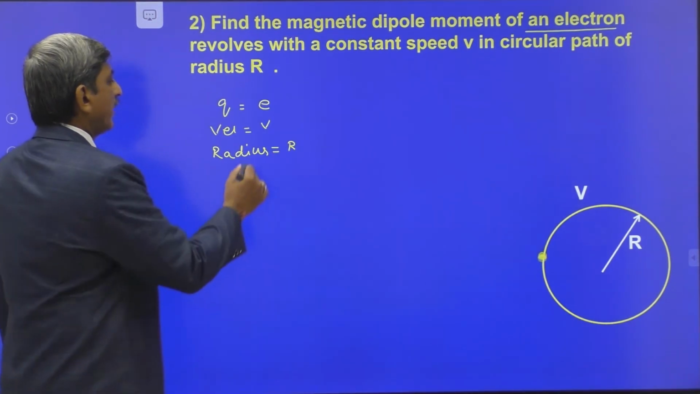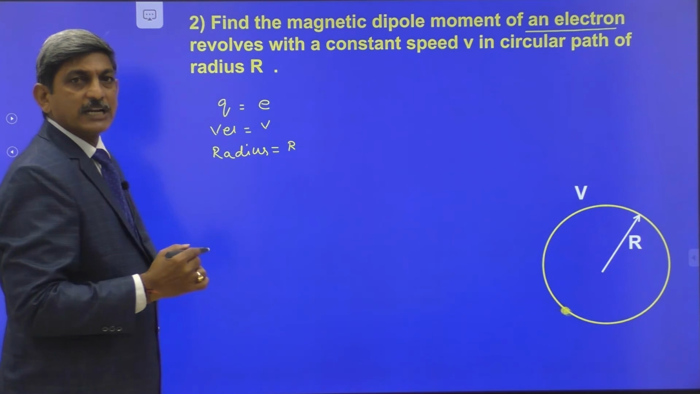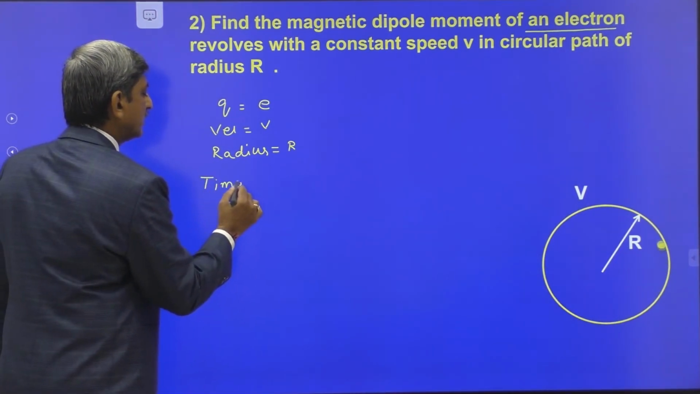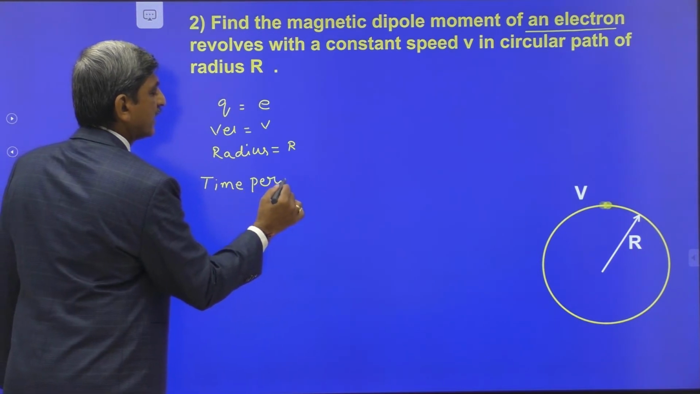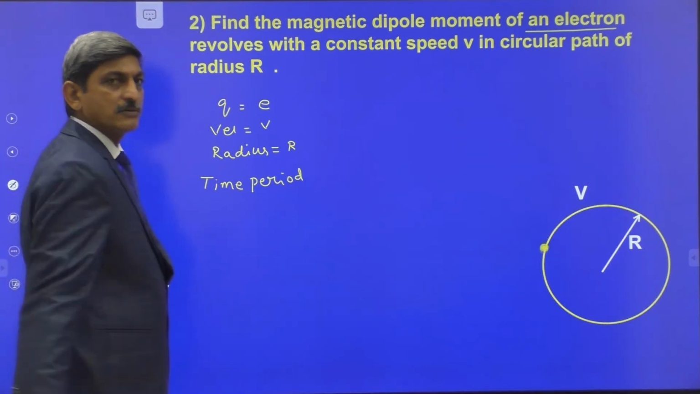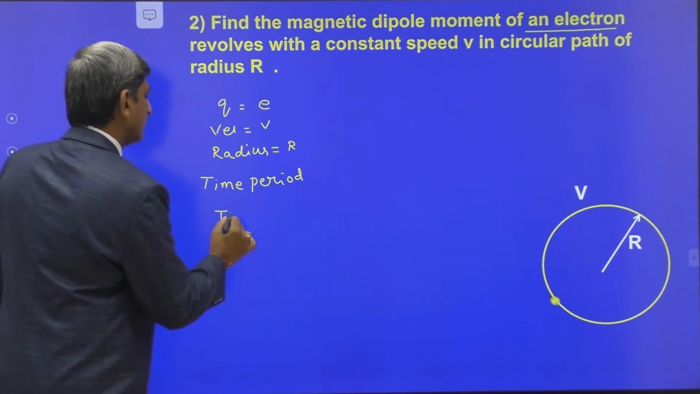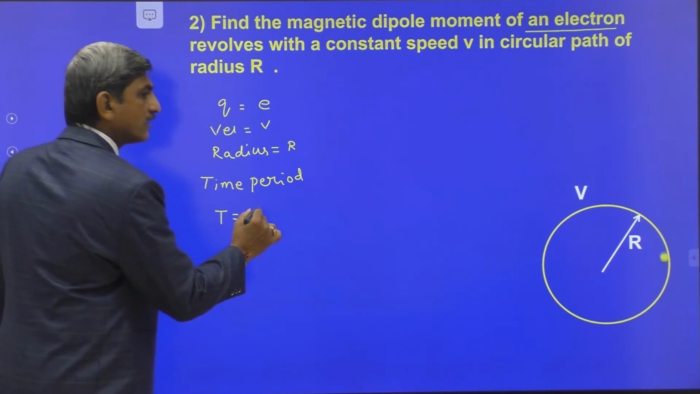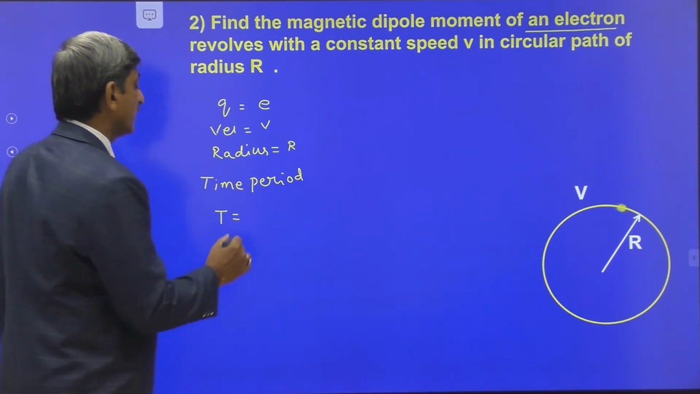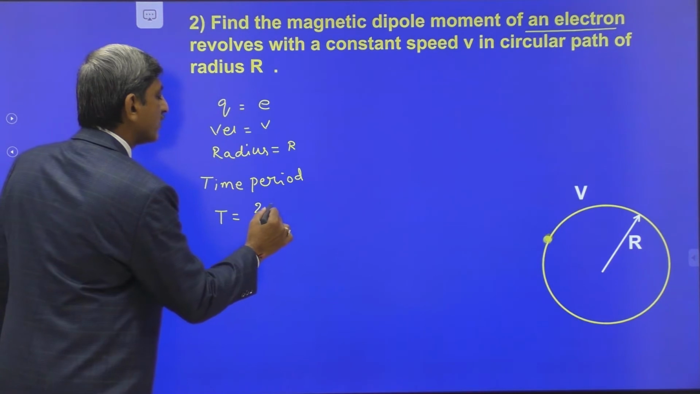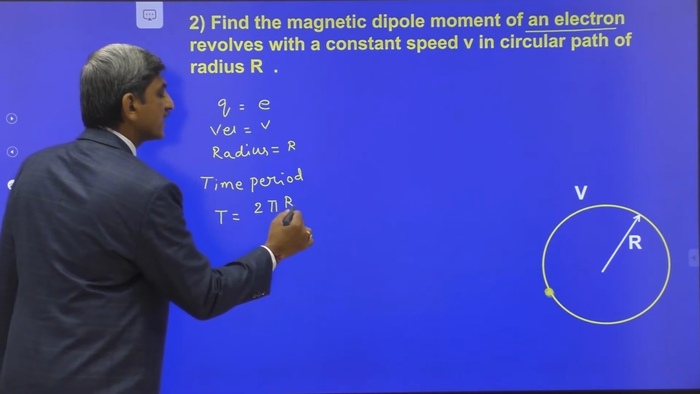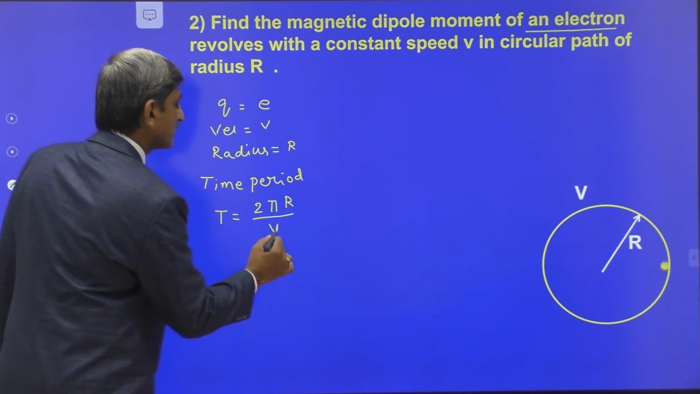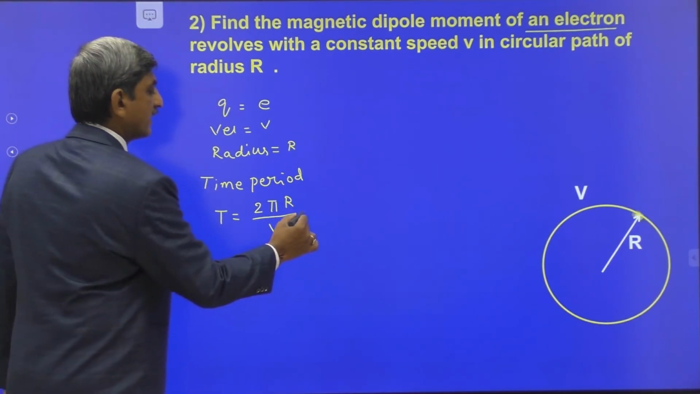Now, by knowing the velocity and the radius, can we determine the time period of the rotation? Yes. The time period of the rotation is defined as the time taken to complete one round. Here, the time taken to complete one round is nothing but the distance traveled for one round divided by the speed of the particle. The distance traveled for one round is equal to the circumference of the circle, that is 2 pi r, divided by velocity v, so T is equal to 2 pi r by v. Let it be equation number 1.